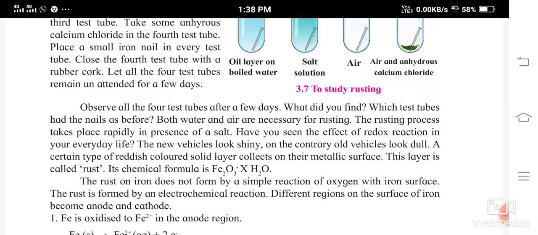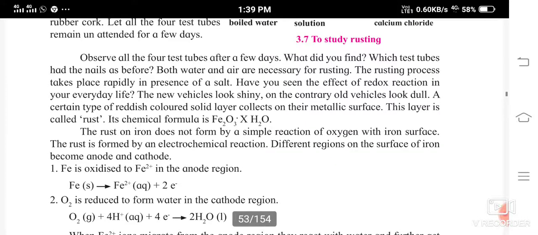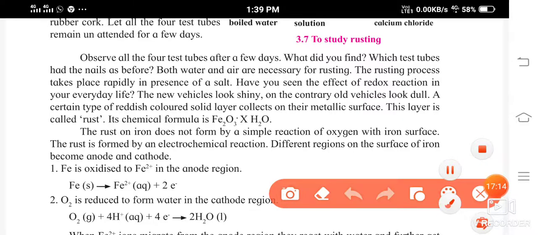Have you seen the effect of redox reaction in your everyday life? The new vehicles look shiny. On the contrary, old vehicles look dull, isn't it? A certain type of reddish colored solid layer collects on their metallic surface, right? I told you, a reddish colored layer forms on the metallic surface. So this layer we call rust. So what is it called? It is called rust.